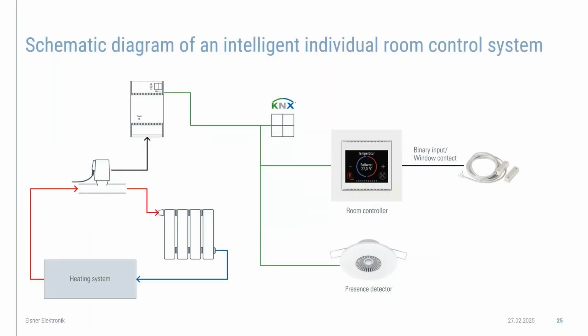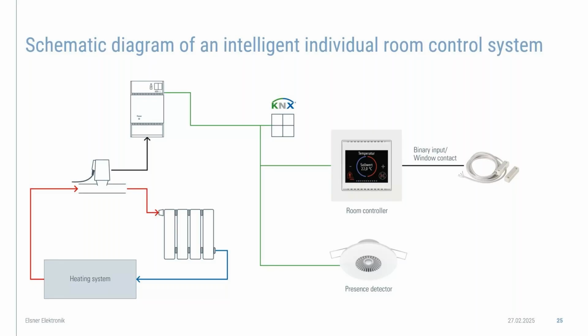Let's have a look at this schematic diagram of a real intelligent individual room control system. In this example, we show the Kala room controller. This room controller compares the set point and the actual temperature and calculates the actuating variable from this. The actuating variable is sent to the heating actuator in percentage, and this opens and closes the actuator or the valve depending on the specification.